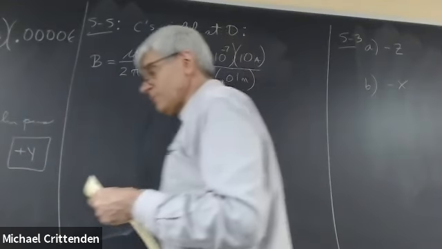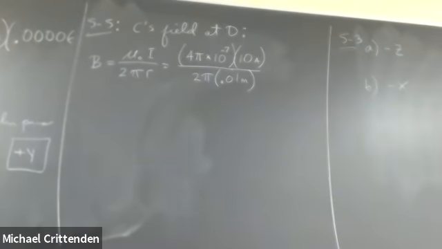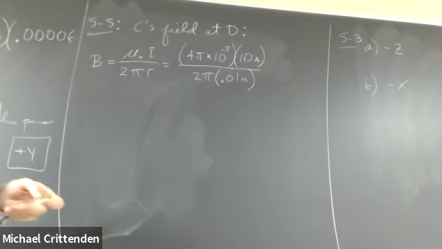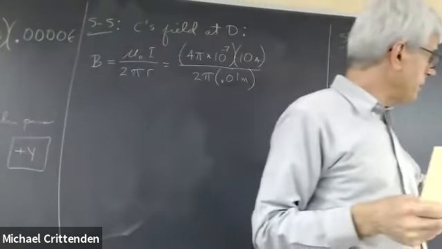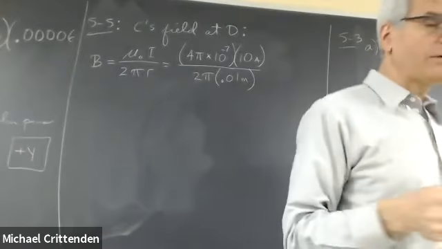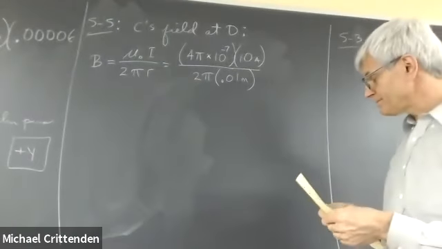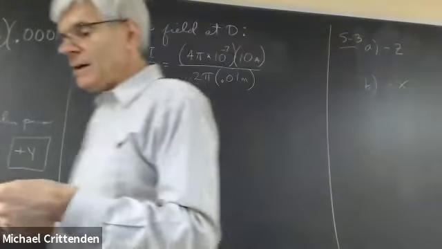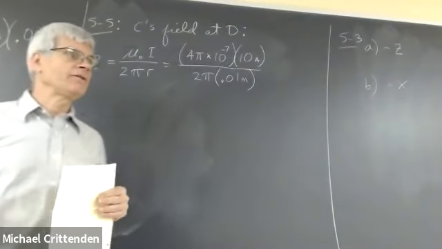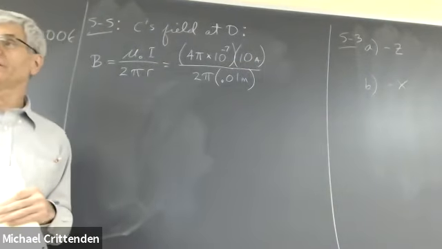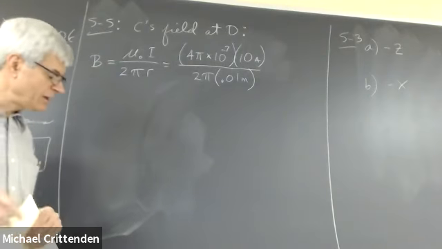R is the distance from the center of the wire to the point where you want to know the field. Well, we want to know the field where the other wire is, and it's a centimeter away. So convert to meters, 0.01. Let me point something out that's not terribly important, but simplifies punching it up a little bit.